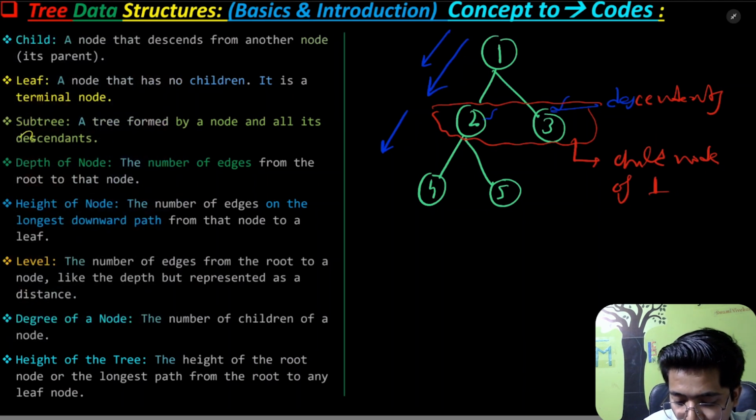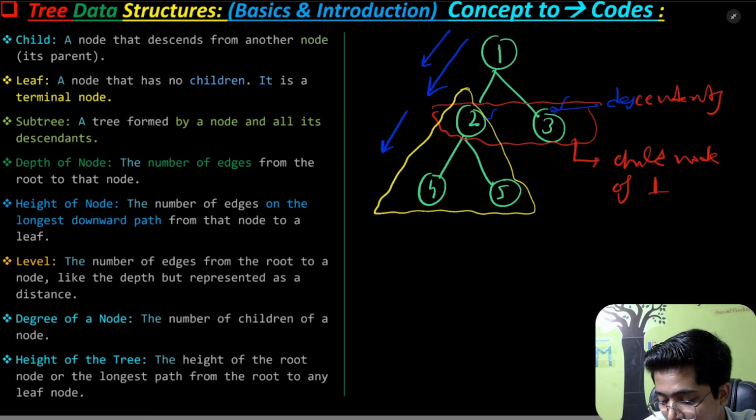Now subtree. A subtree, as I made you understand, is a tree formed by a node. If we observe from this particular position, we call this a subtree.